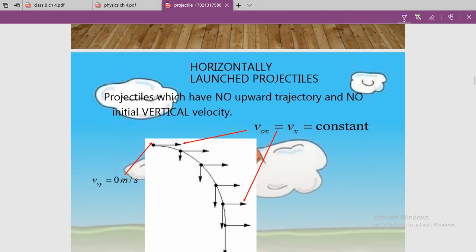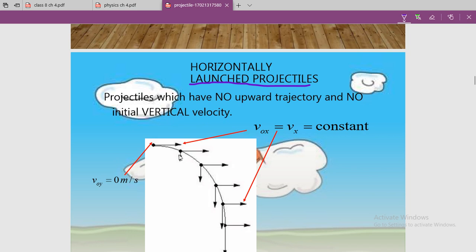Now there is another type of projectile. This one is known as a horizontally launched projectile. This one is a special case. Let's see about this one: the projectile which has no upward trajectory and no initial vertical velocity.